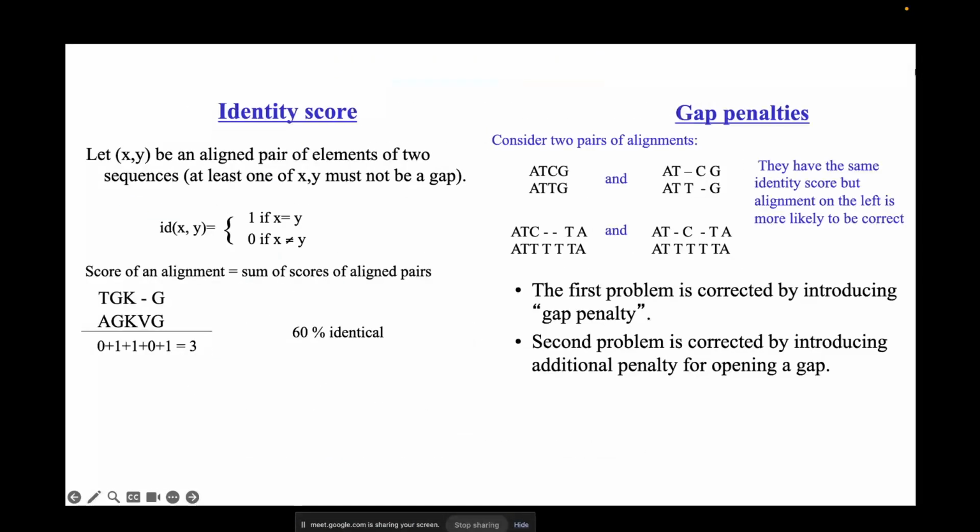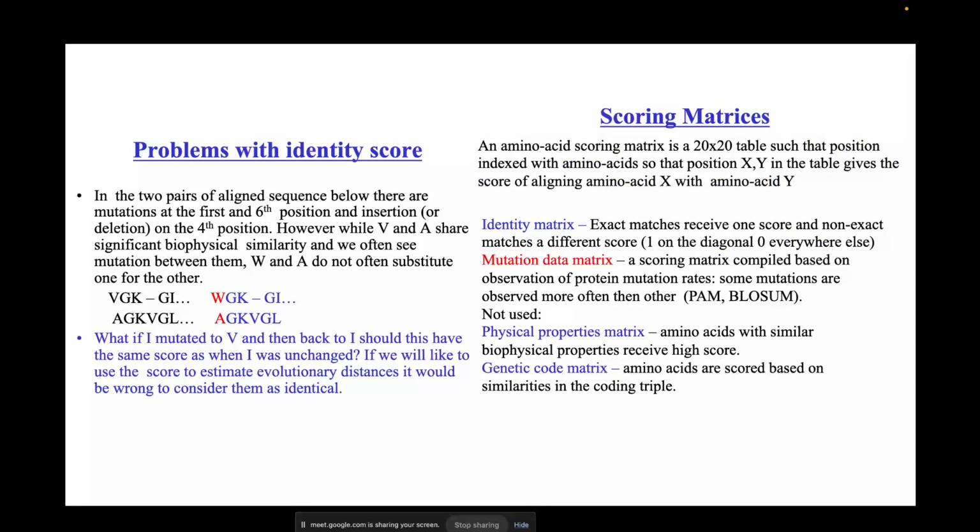Okay, let's move on. So as I was saying, if you have a gap, you need to penalize that gap properly. So for opening a gap, you need to have a penalty, and for extending the gap, you need to have a penalty. Right?